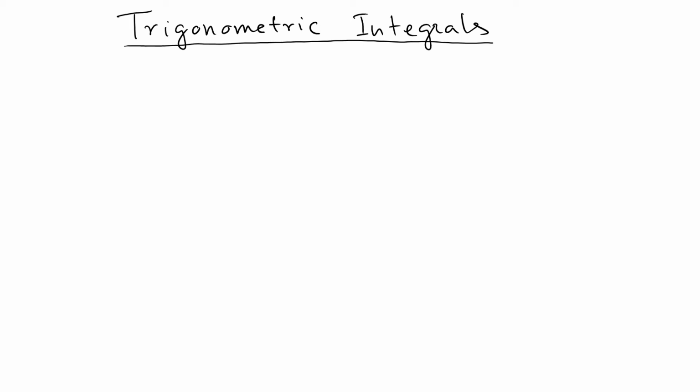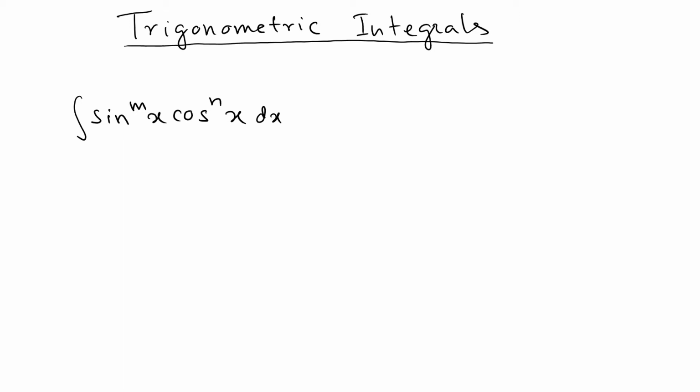In this video, we are going to learn what we call trigonometric integrals. There are three types to learn. The first one is sine to the power m of x and cosine to the power n of x. That's the first type, where m and n are non-negative integers. That means m and n can be 0 or any positive integer.